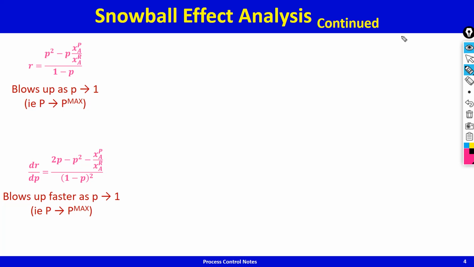Now to get an appreciation of how severe this blowing up is, let's take an example where the product is assumed to be pure. So XAP is 0. Okay, so if XAP is 0, this term goes to 0 and this term also goes to 0.